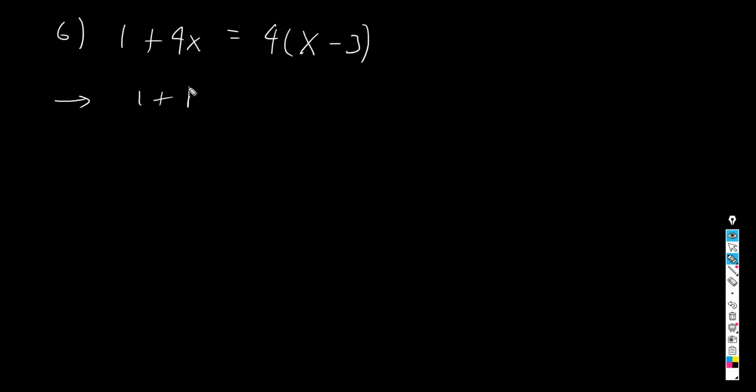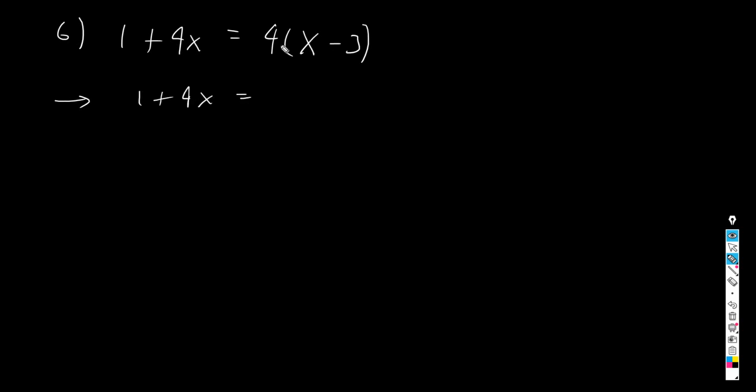And finally, an example of an inconsistent equation. Number 6, an inconsistent equation. What if I give you 1 plus 4x equals 4x minus 3, and I tell you, please solve this equation? Okay, you're going to grab pencil and paper, and you're going to start to work it out.